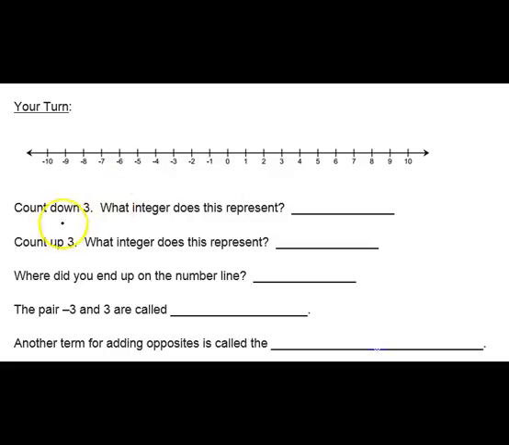So this time it asked us to count down 3 first. And remember, we always start on 0, so counting down 3, 1, 2, 3. Down represents negative, so that would be a negative 3. Count up 3, 1, 2, 3. Counting up is positive, so that would represent a positive 3. And we ended up on 0 again. And remember, the pair negative 3 and positive 3 are called opposites.